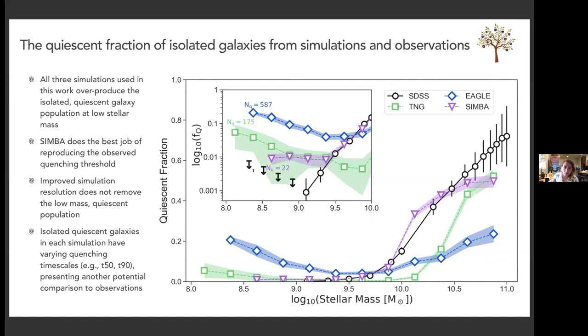We've found that increasing the simulation resolution does not resolve this issue, and the overproduction of these isolated quiescent galaxies persists. Finally, when we take a closer look at the population of IQ galaxies selected via the mock surveys, we see that there are different characteristic quenching timescales for each population, which suggests an exciting avenue for additional comparisons back to the observations. And stay tuned, this work will be out on the arXiv in the week after next. Thank you very much.